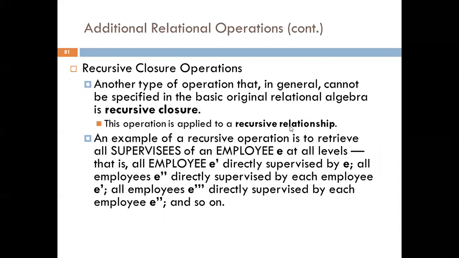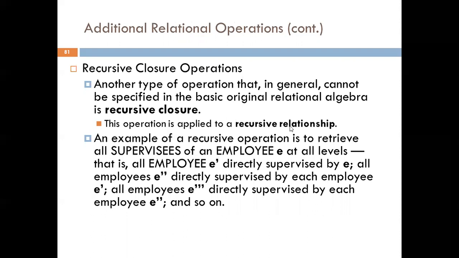So recursive closure operation is another type of operation which in general cannot be specified as a basic original relational operation. This operation is applied to a recursive relationship. Recursive relationship means in the employee table you can observe there is a relationship between one employee tuple and another employee tuple, through the manager SSN or supervisor. So for an employee, another employee will be a supervisor. That kind of relationship is called a recursive relationship.